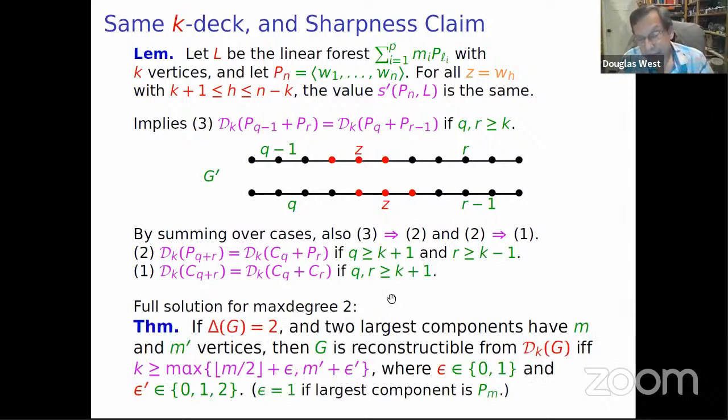But let me observe that this theorem that I've told you about only gives a lower bound for how big K needs to be so that our graph with maximum degree two is reconstructible from the K deck. And in fact, we gave the full solution: if K is any bigger than that, then you will be able to do the reconstruction. So basically, if you have a graph with maximum degree two, and the largest component has M vertices, the next largest has M prime, then K needs to be at least about M over two, and also at least M prime. And maybe you have to add one or two to one of those values, but we know all the conditions for when you have to modify it, and then you will be reconstructible. So we will know for each graph with maximum degree two the maximum L such that it's L reconstructible.